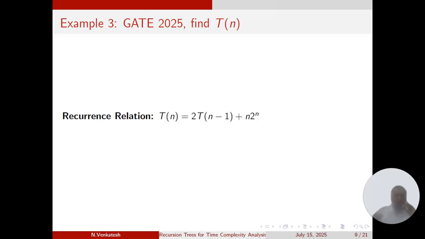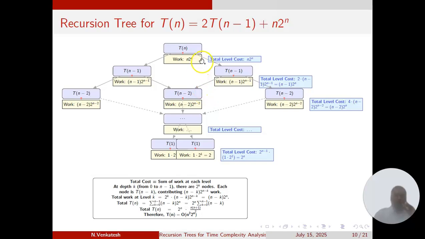Find the time complexity where we have T of n as 2 into T of n minus 1. There are 2 subproblems, each of size n minus 1, and the non-recursive part is taking n into 2 power n time. Okay, so let us draw a recursion tree. When you draw this recursion tree, it has 2 subproblems of size n minus 1, n minus 1, and the work at the root is n into 2 power n.